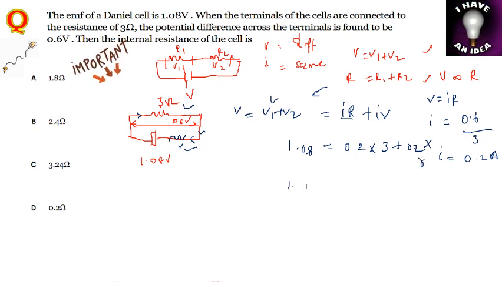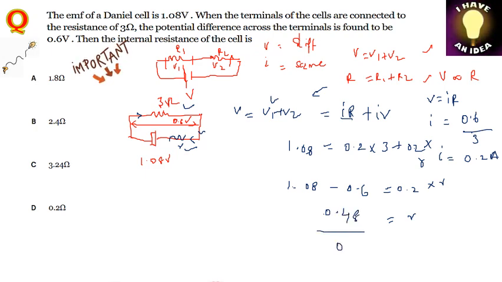See, 1.08 minus this one 0.6 will be equal to 0.2 into r here. See, from this one, r is equal to 1.08 minus 0.6, which is 0.48 here, divided by 0.2. If you cancel this one, similarly you just multiply and divide by 10 over here, that is 4.8 divided by 2 will be there.